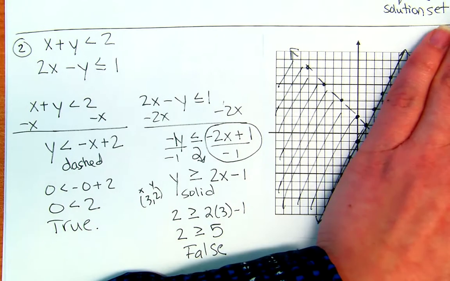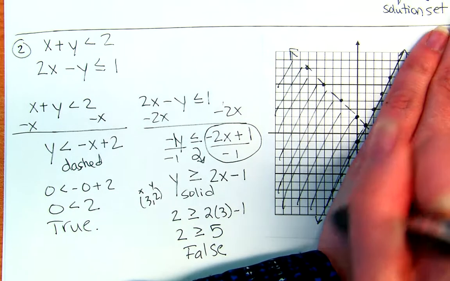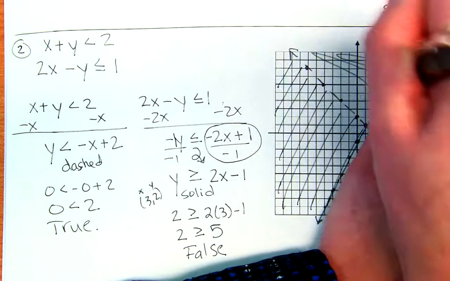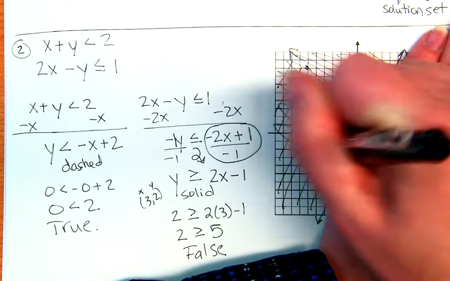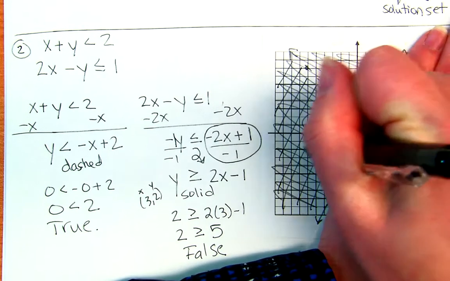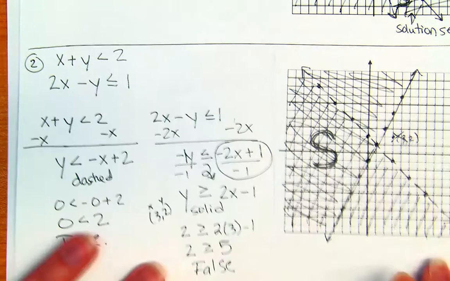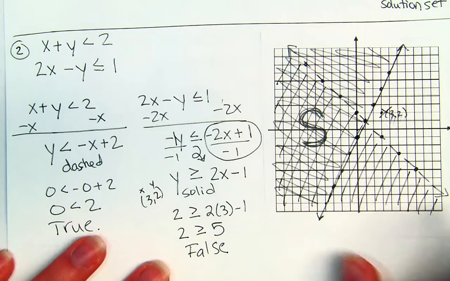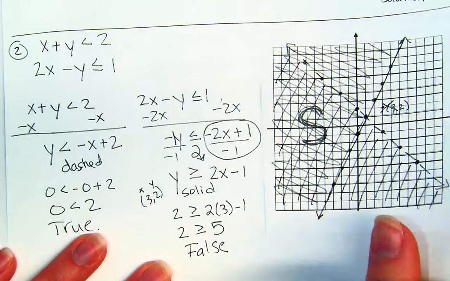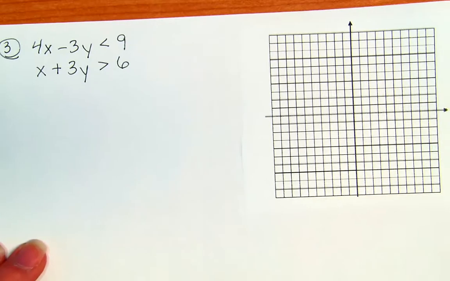I'm going to cover it, keeping in mind this is the line I'm focused on, and shade. Okay, once again, you'll notice I have a double shaded area, so this represents our solution set. Okay, so we're going to take a look at our final example, example number 3. Okay, so here's example number 3.